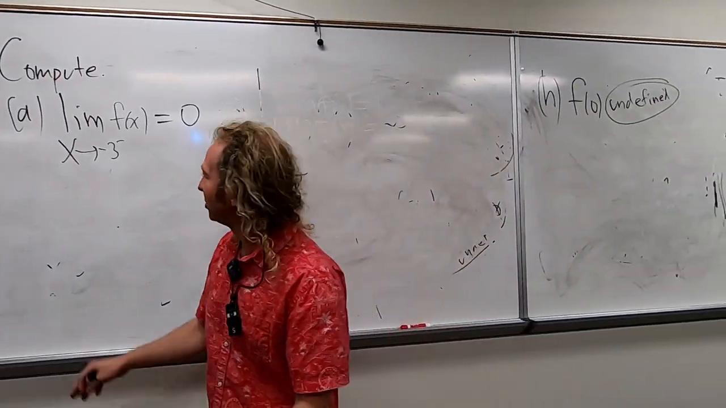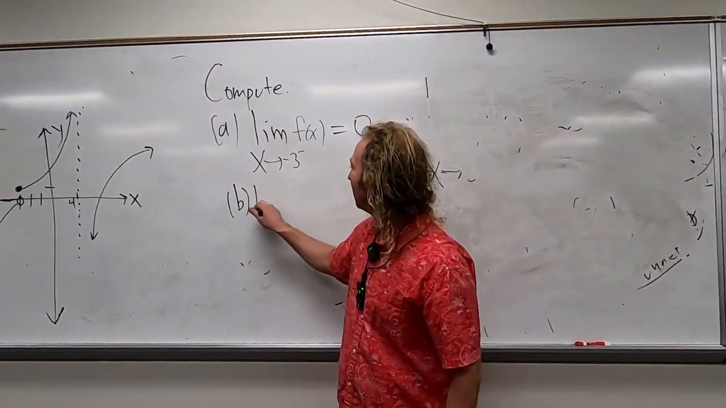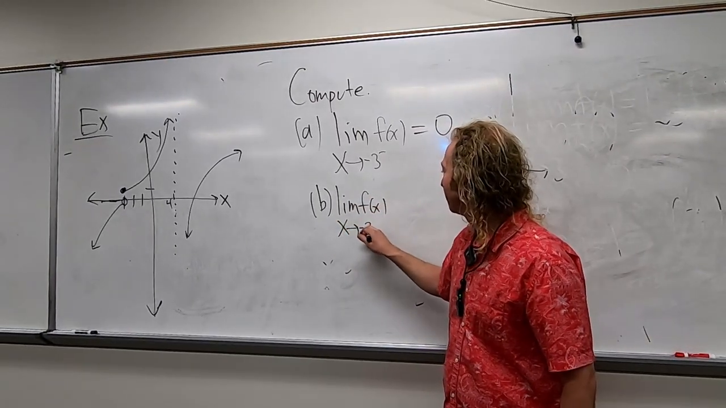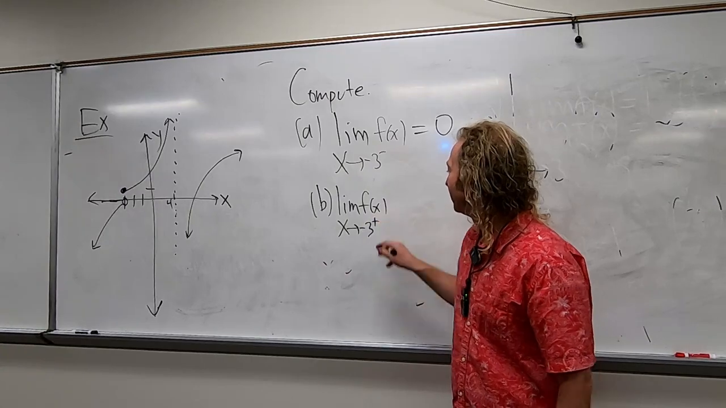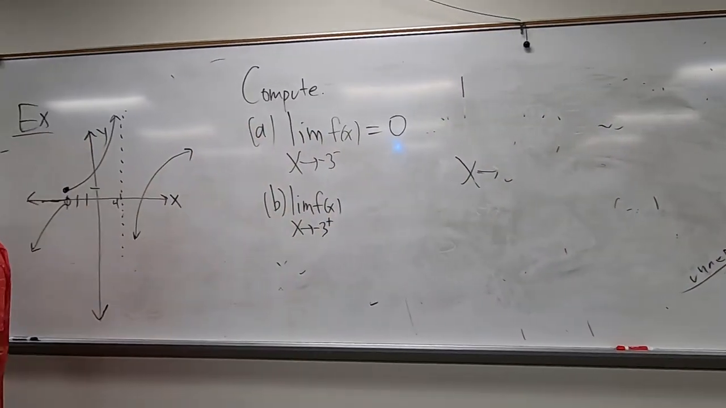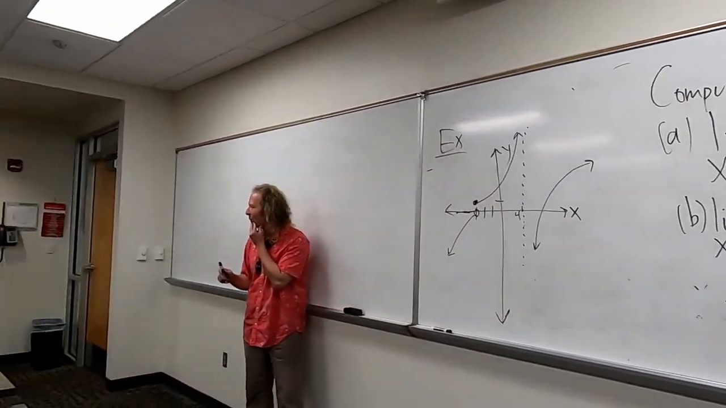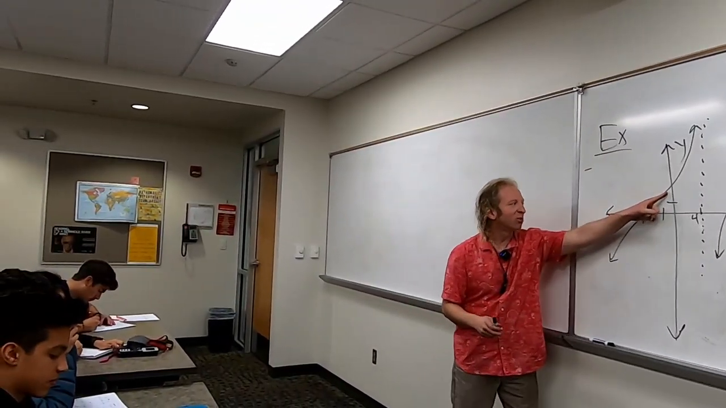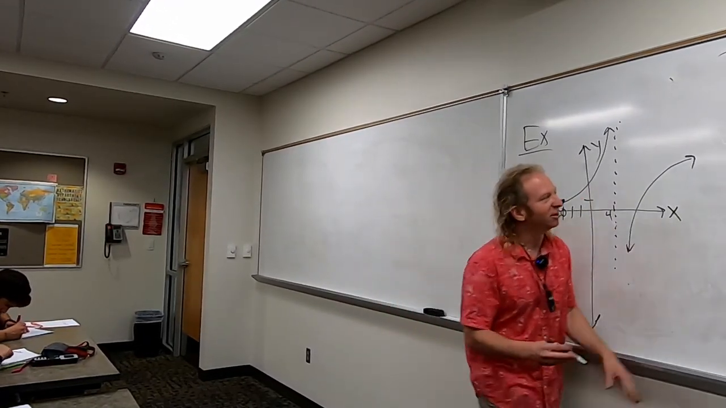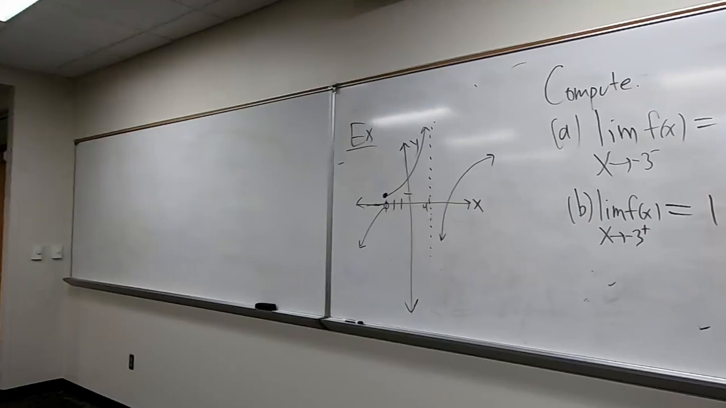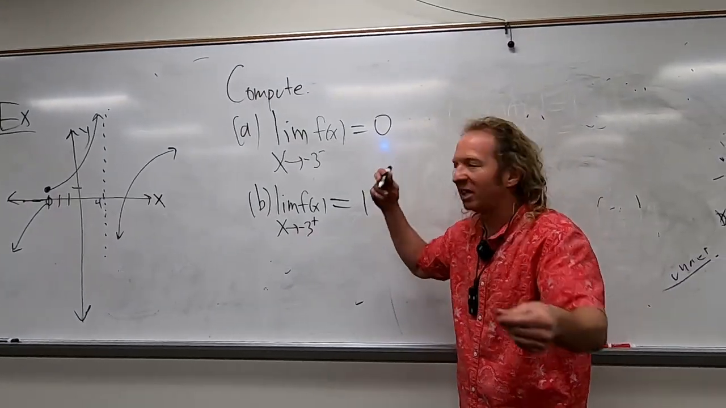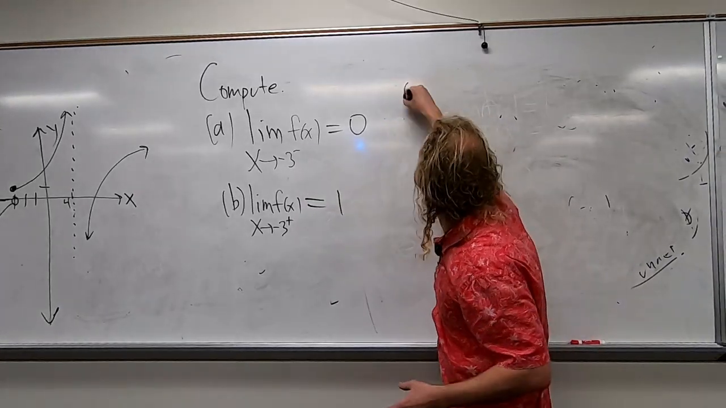All right, let's do the limit of f of x as x approaches negative 3 from the right. So what do you think that would be? One. Yeah, 1. Very good. Because it's getting close to 1. You see that? And now, obviously, we can ask for the regular limit. You can think of it as a two-sided limit. These are called one-sided limits.